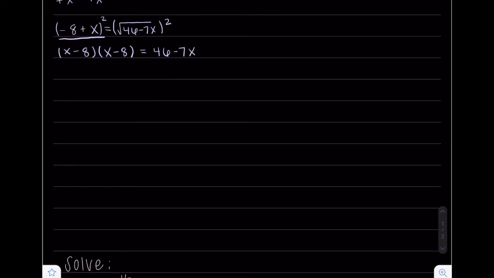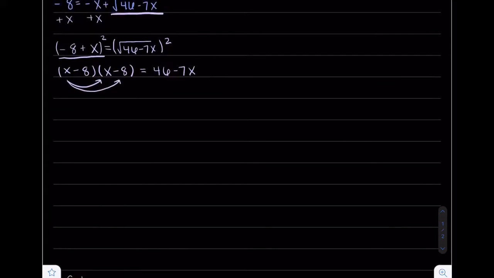So now let's multiply out what we have here. We're going to get x squared minus 8x minus 8x plus 64. Just simplifying over here, we get x squared minus 16x plus 64 equals 46 minus 7x. So we're getting there. We're almost to the point where we can solve this.